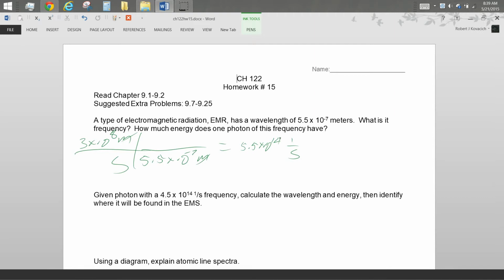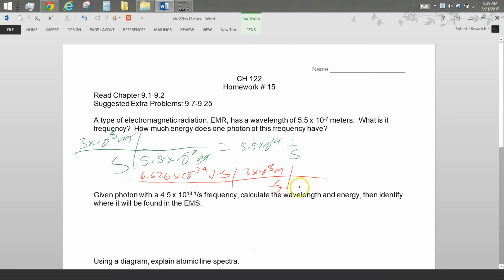The other part of our question is we want to figure out the amount of energy that this one particular photon would have. So what unit do I need? Joules. I need joules. Okay, and so then I'm going to need to use Planck's constant. 6.626 times 10 to the negative 34th joules times seconds. And I need to get rid of the seconds, so I'm going to use 3 times 10 to the 8th meters per second, and the seconds cancels out.